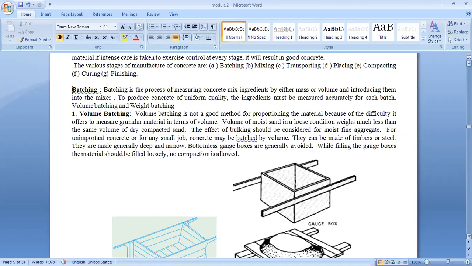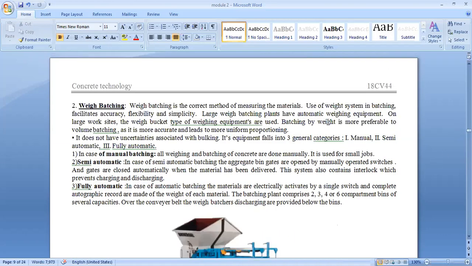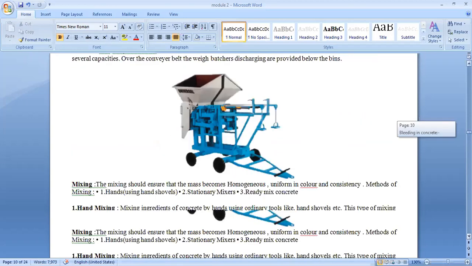Next, weigh batching. Weigh batching is the correct method for measuring the materials. This can be done with equipment, manually or automatically. Automatic may be semi-automatic or fully automatic. In manual batching, weighing and batching of the concrete is done manually, and it is used for small jobs. In semi-automatic and fully automatic batching, the materials are batched by electrically activated equipment using a single switch. Just operating one or two switches, you can take the weight of each material. This is regarding the batching.